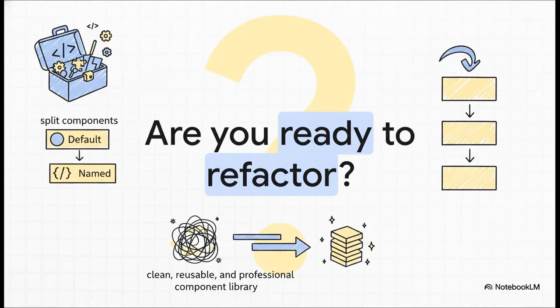And there you have it. You've got the complete toolkit now. You understand why splitting components is so important, you've got the 3-step process down, and you know the crucial difference between default and named exports. You are absolutely ready to go refactor your own projects and build some seriously clean, reusable component libraries.